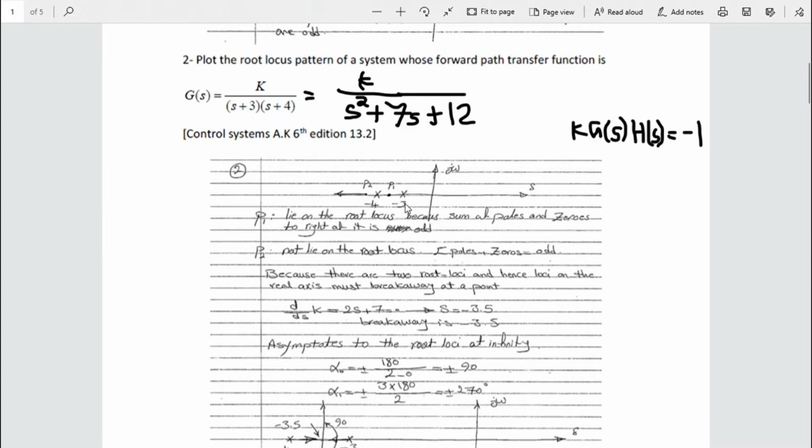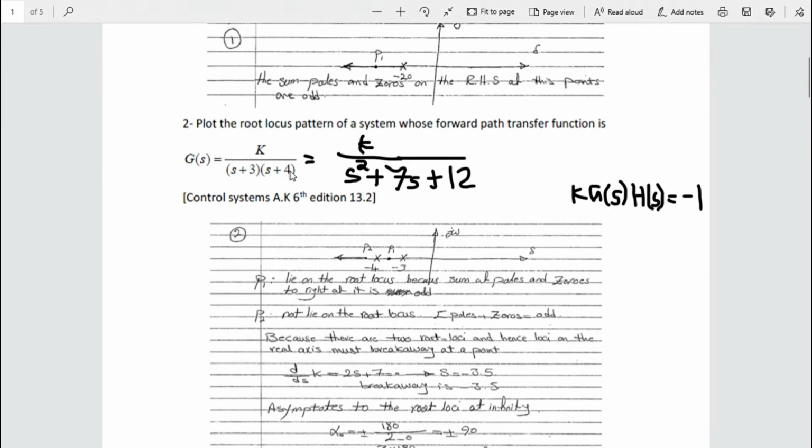Remember, we use an x for a pole and an O, or open circle, for zeros. If we get something like this, then we go over the basic rules. For the number of branches, how many branches will we have? It is equal to the number of poles. There are 2 poles, so there will be 2 branches.